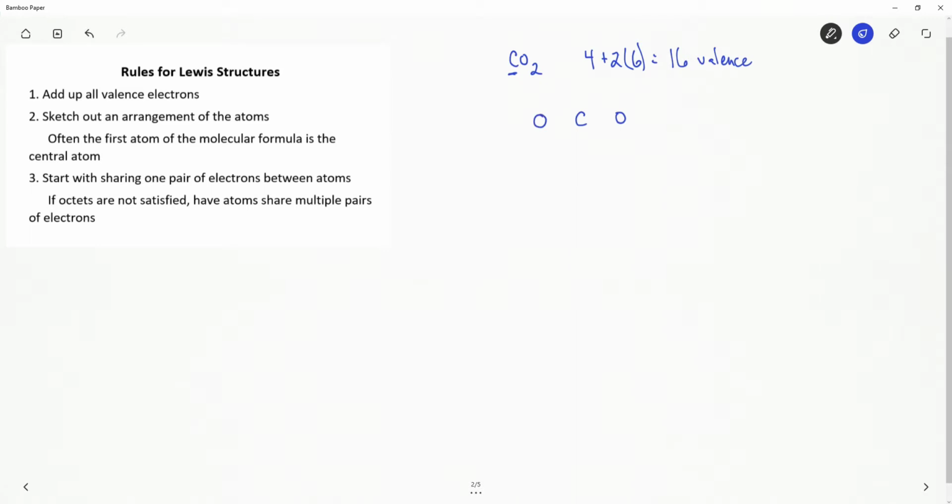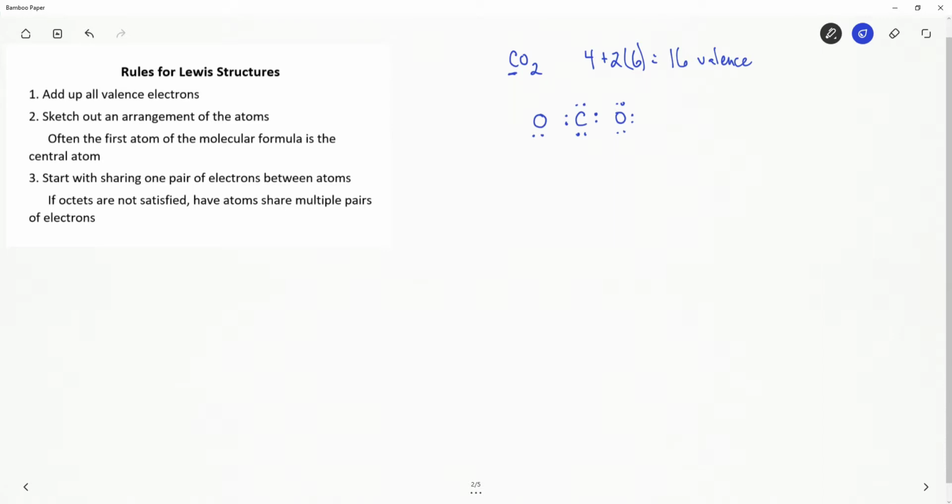Okay, we will start by sharing one pair of electrons. 1, 2, 3, 4. Okay, that's fine. I still have 12 valence electrons to work with. I've used 4, so let's try to satisfy octets with my remaining electrons. So I've used 4, 5, 6, 7, 8, 9, 10, 11, 12, 13, 14, 15, 16, and I have run out of valence electrons.